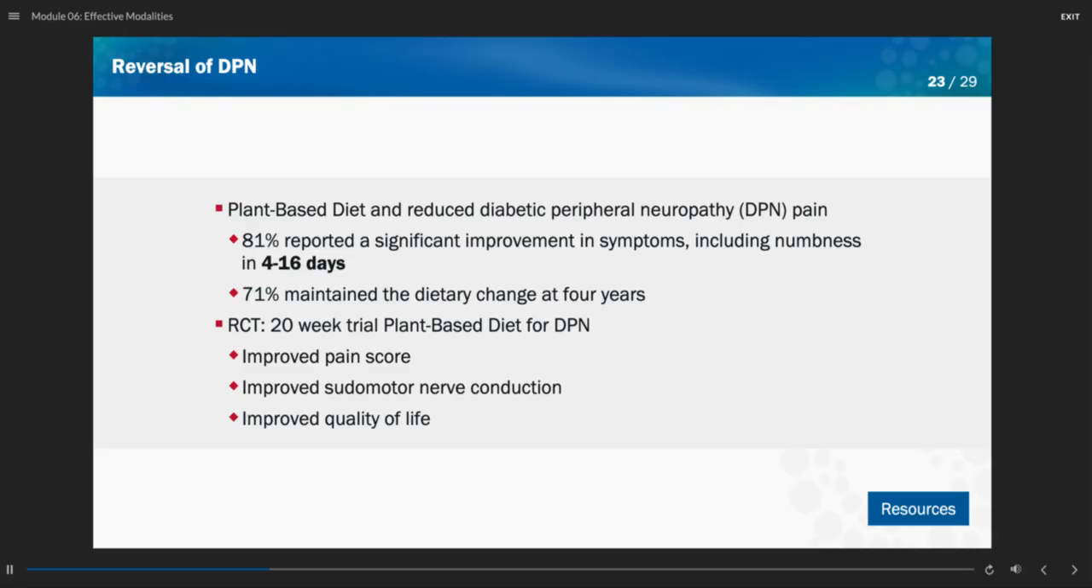And they found that with an intensive intervention, 81% of the people reported a significant improvement in their symptoms, including improvement in numbness. And this occurred in just 4 to 16 days. Now, this is an important note that I like to point out in this study, that the improvement came in just 4 to 16 days.